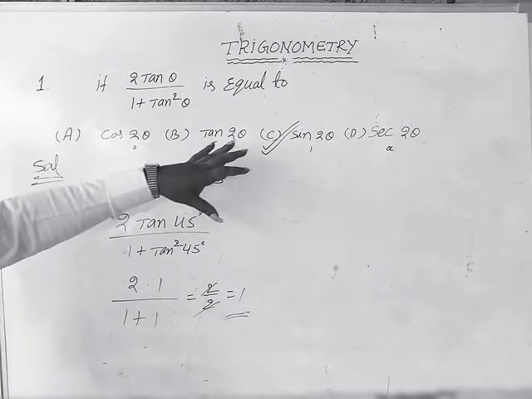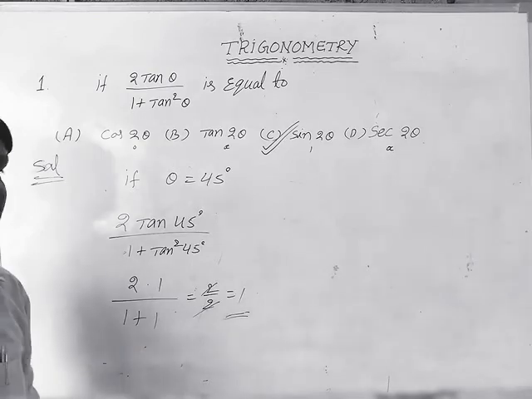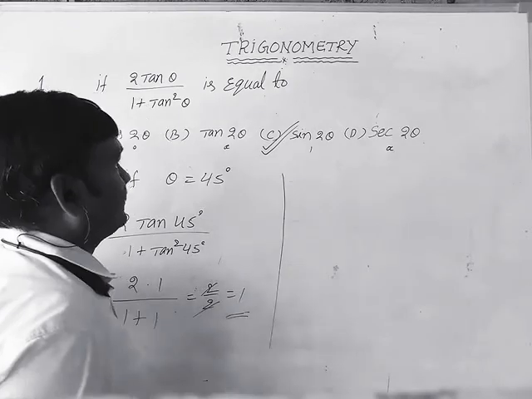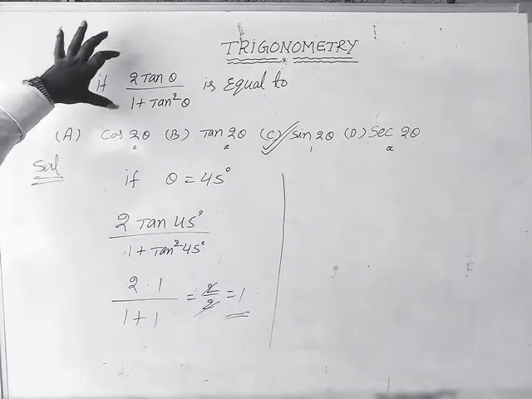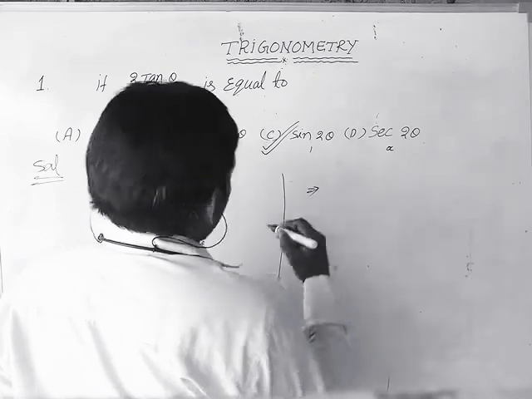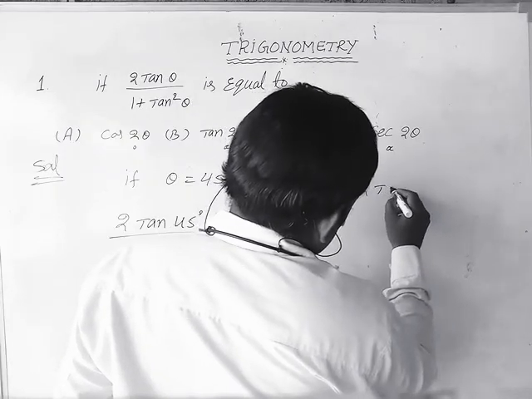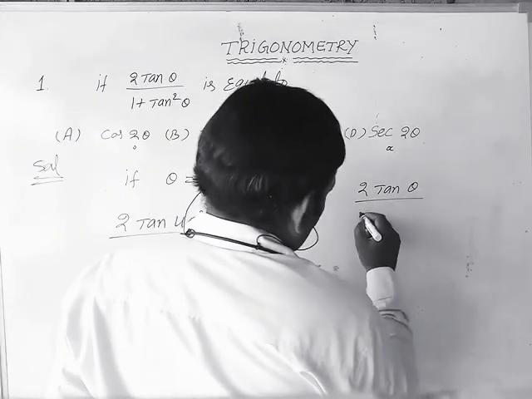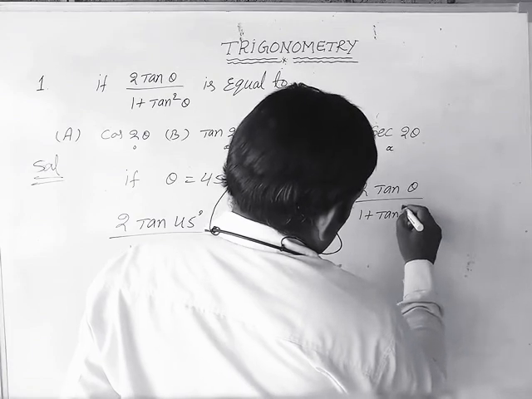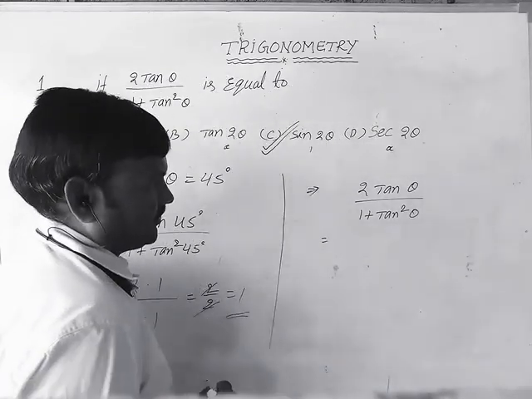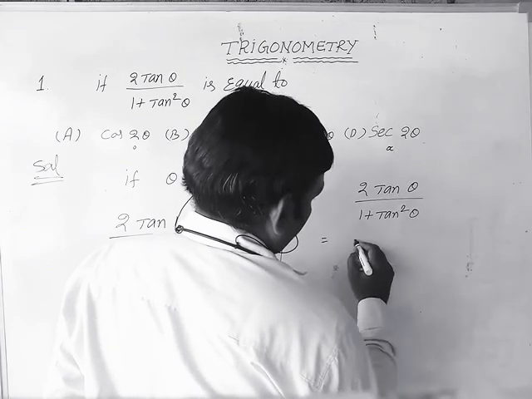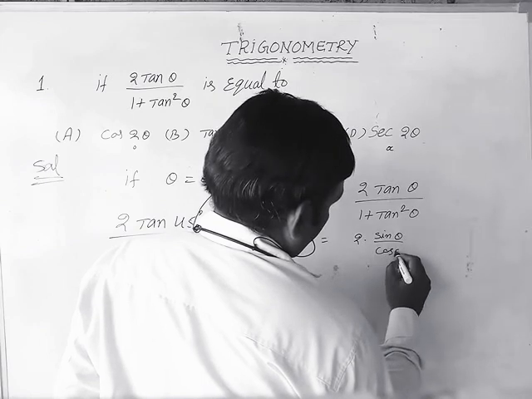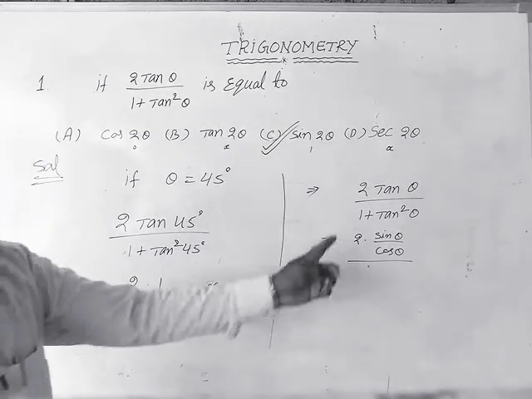So this is an easy and simple concept to solve the problems. Now look at another way of solving this problem. This is 2 tan theta by 1 plus tan square theta. So 2 into sin theta by cos theta, divided by 1 plus tan square theta.